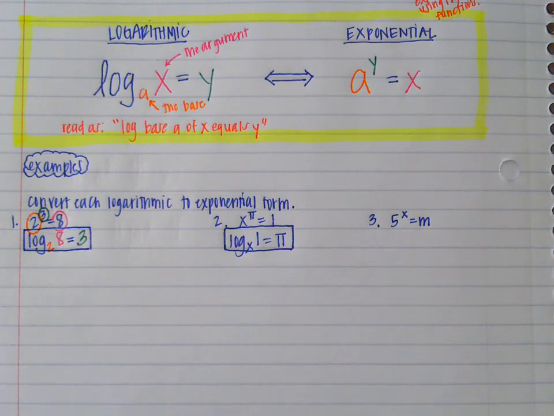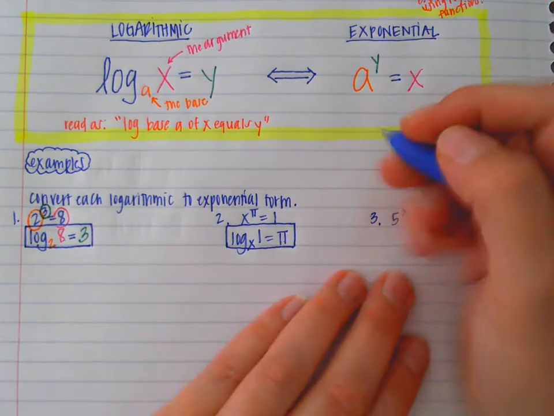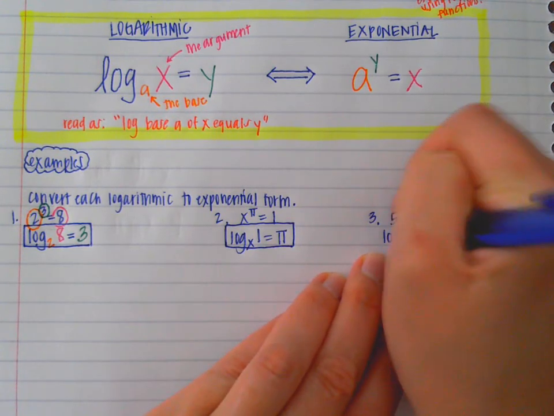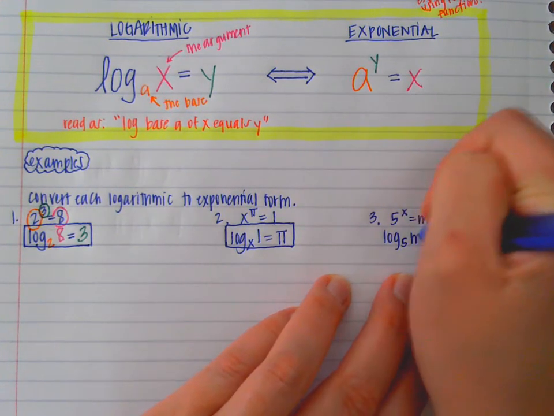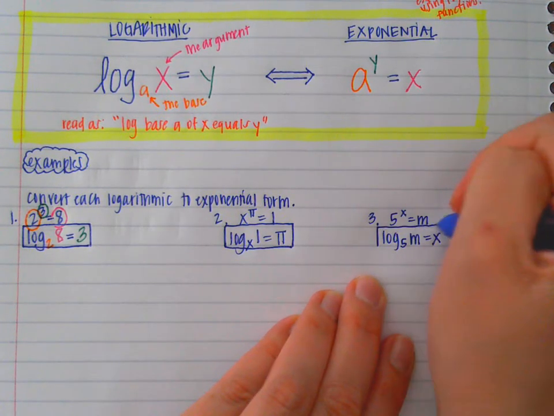Okay. Hopefully you paused it, came back, and you're checking your work. The way that we would write this as a logarithmic would be log base 5 of m equals x. And that's it.